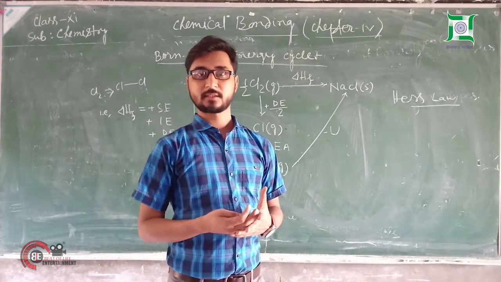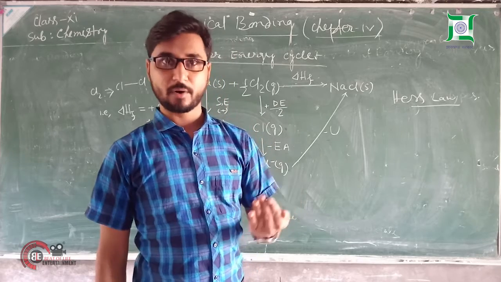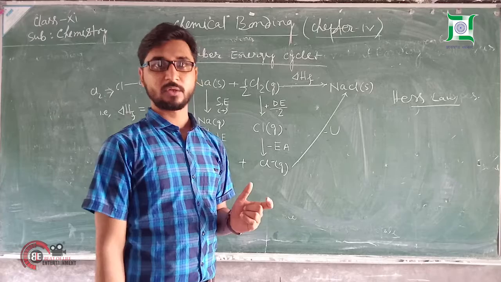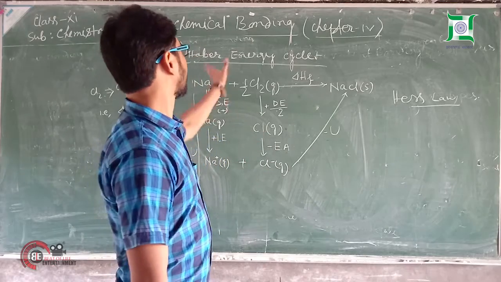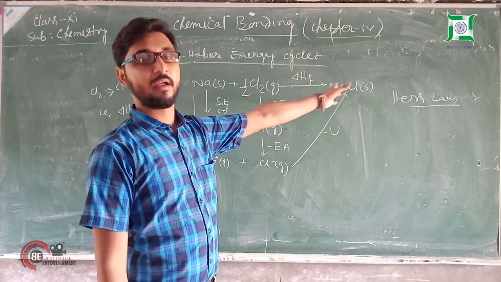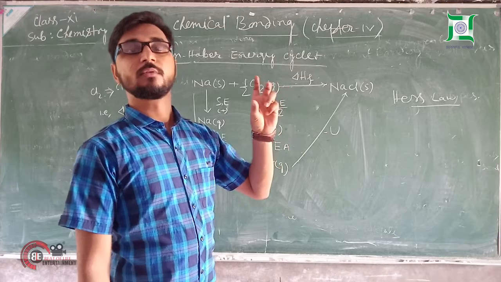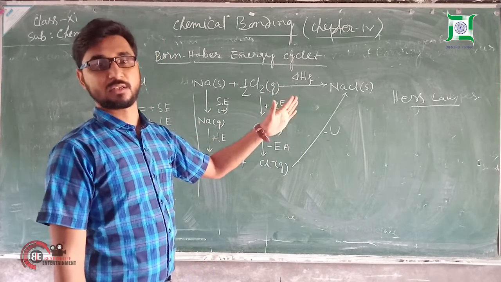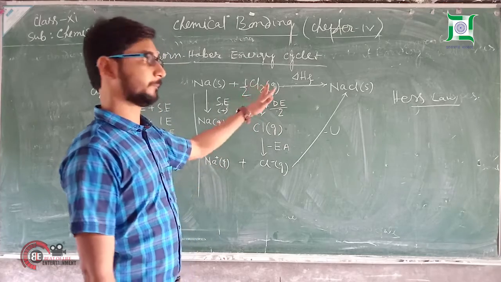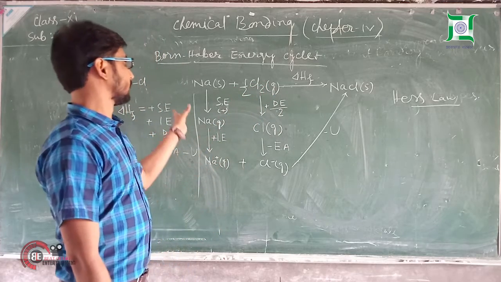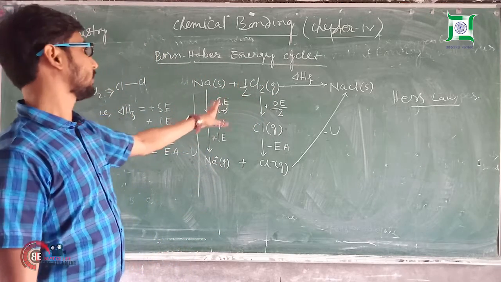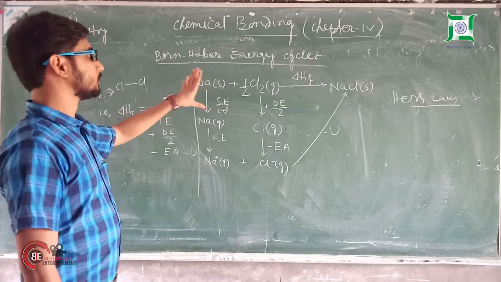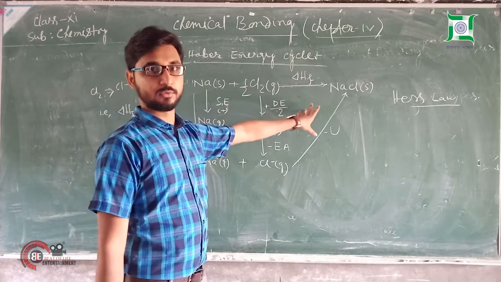Today we will discuss the next part of the chapter chemical bonding. In the previous class we have discussed the Born-Haber energy cycle and also showed the energy terms involved during this cycle for NaCl. So notice on the board the previous work that has been shown.